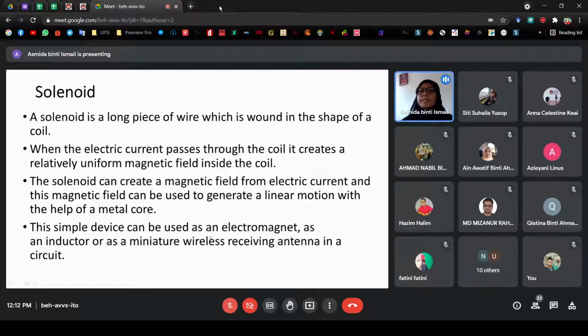This simple device can be used as an electromagnet, as an inductor, or as a miniature wireless receiving antenna in a circuit. Actually, inductor in the circuit tu adalah solenoid. Yang kita belajar in the previous topic, we have an inductor. Actually, the inductor is a solenoid.